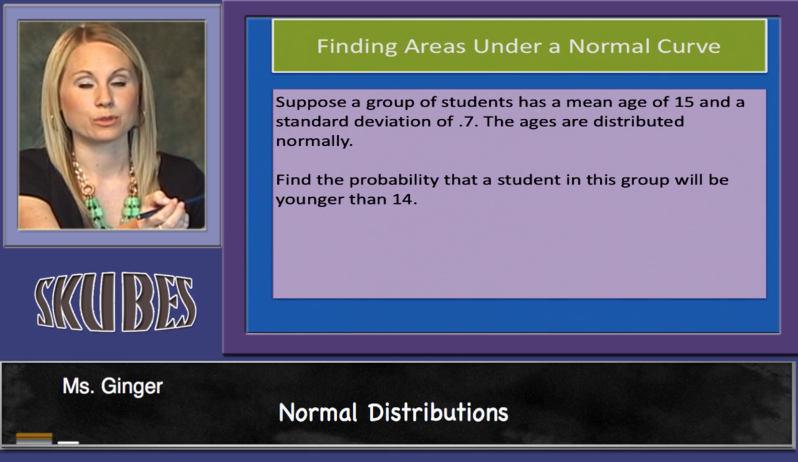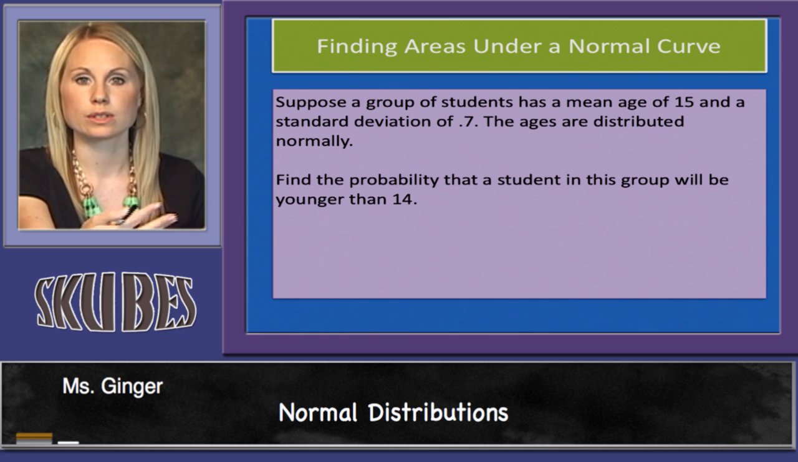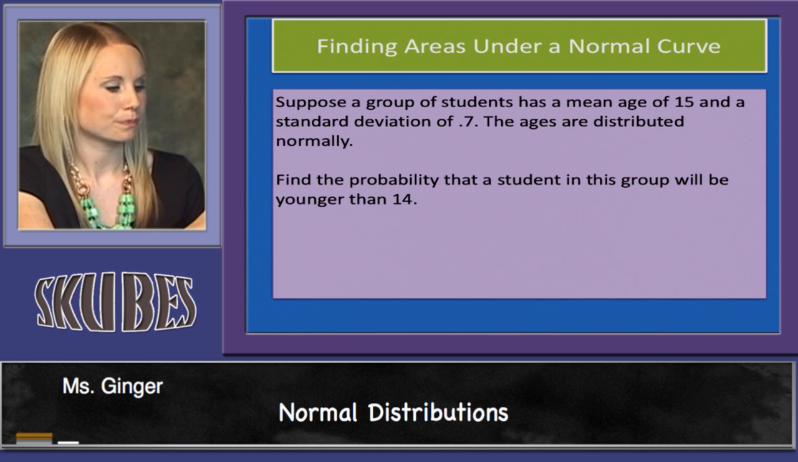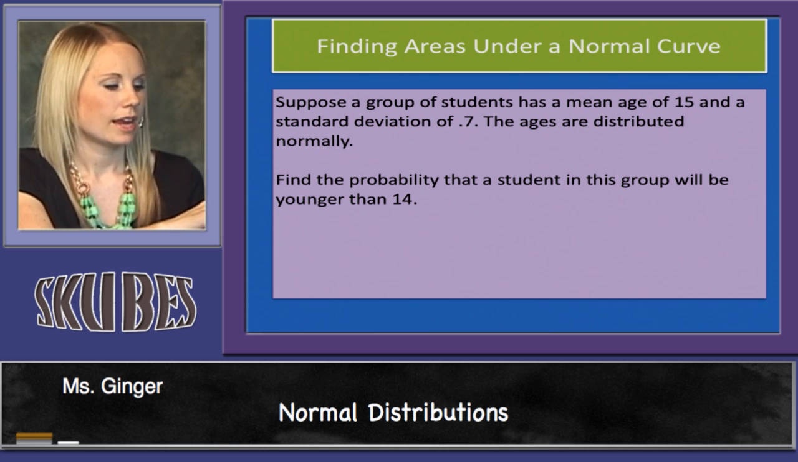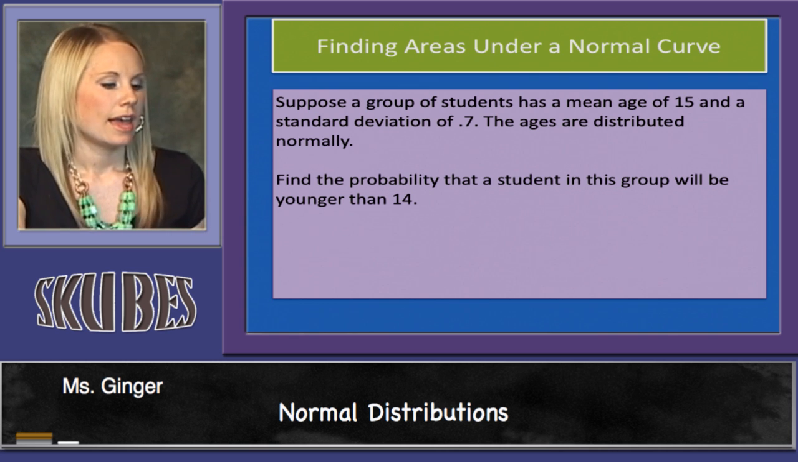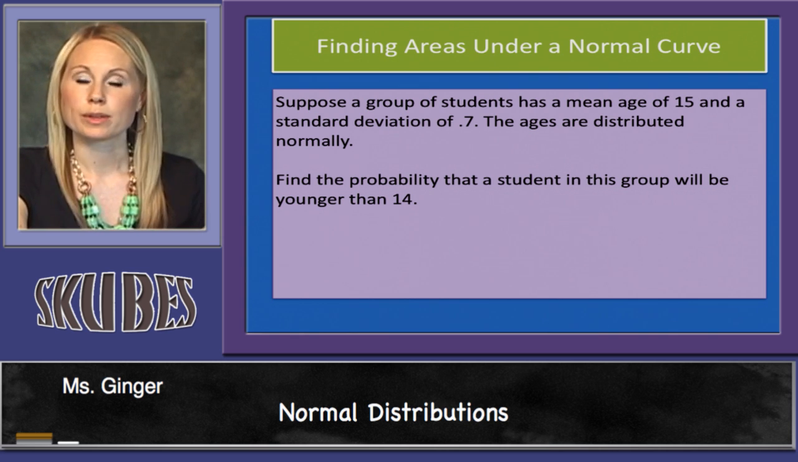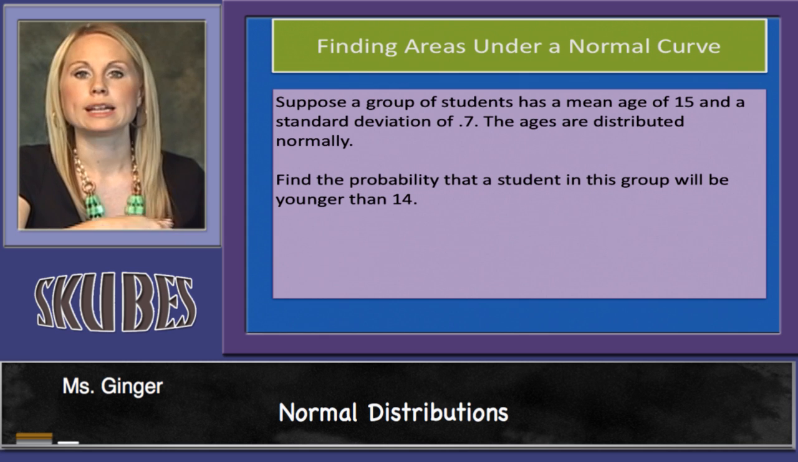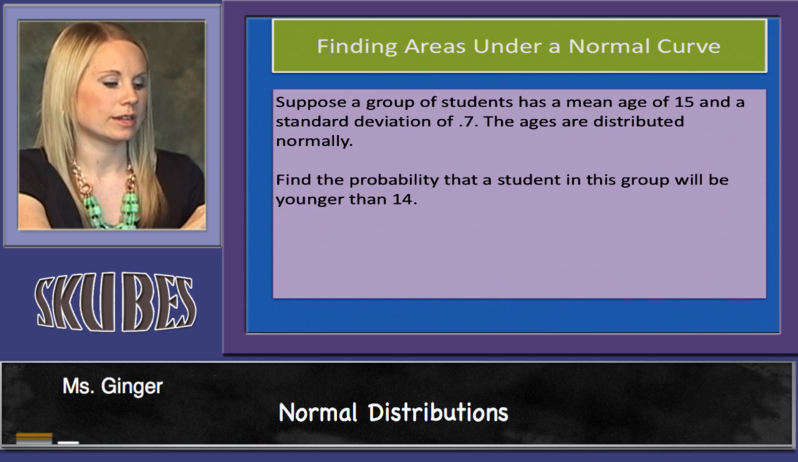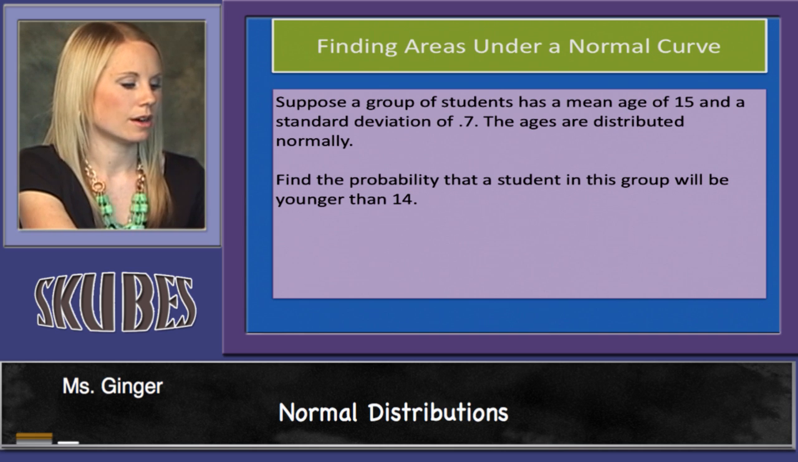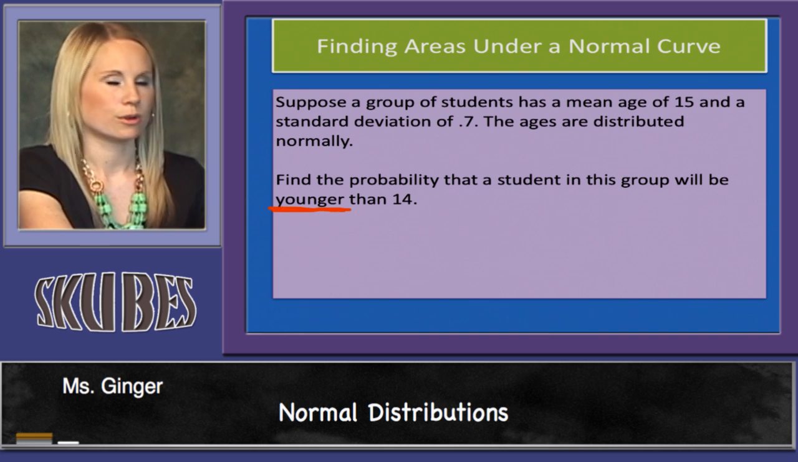Okay, so we're going to practice, and we're going to figure out which one we need to use and finish out the problem. All right, suppose a group of students has a mean or average age of 15 and a standard deviation of 0.7. Okay, and suppose that the ages are distributed normally. So if they tell us it's distributed normally, I can use one of these methods. All right, and we're going to find the probability that a student in this group will be younger than 14.